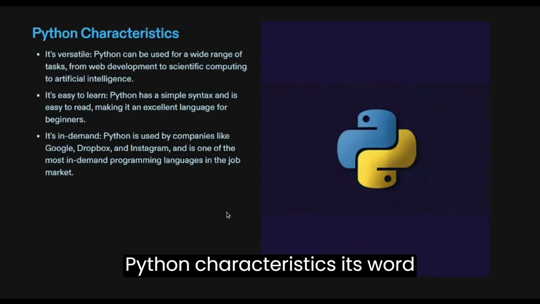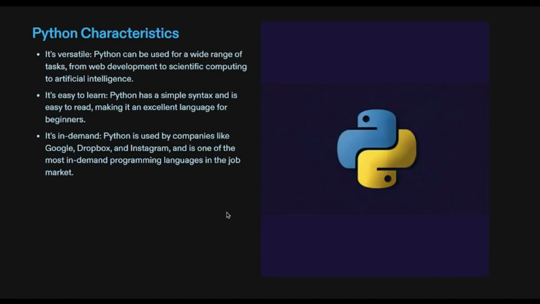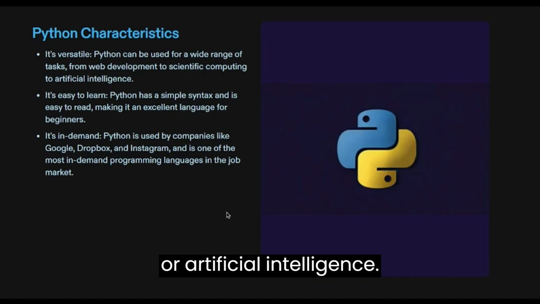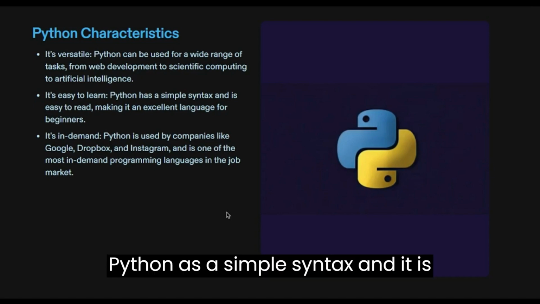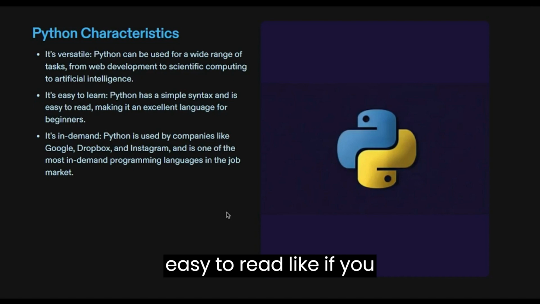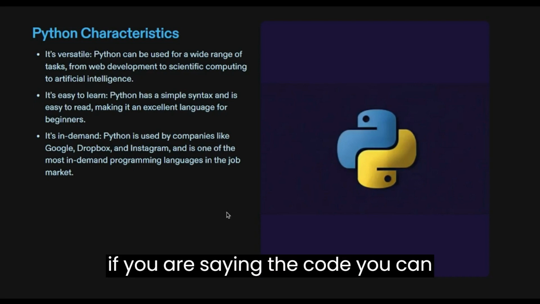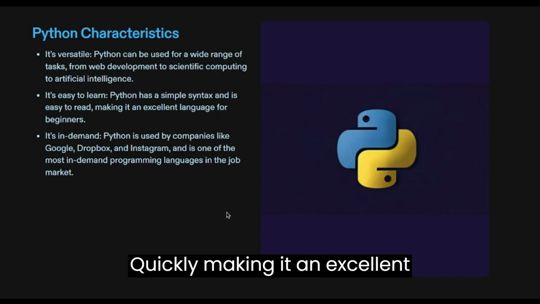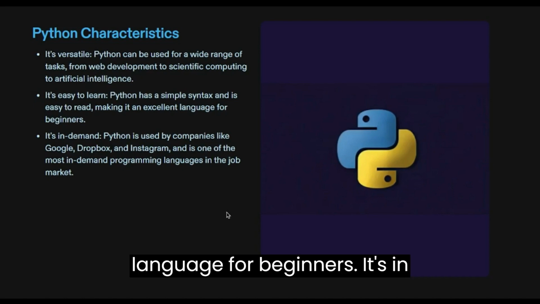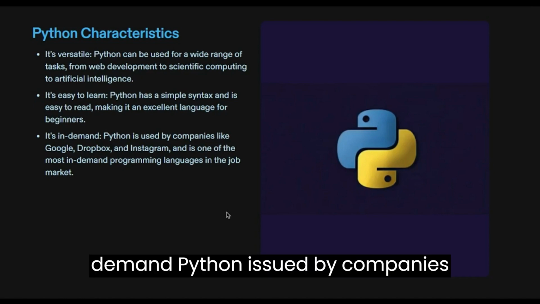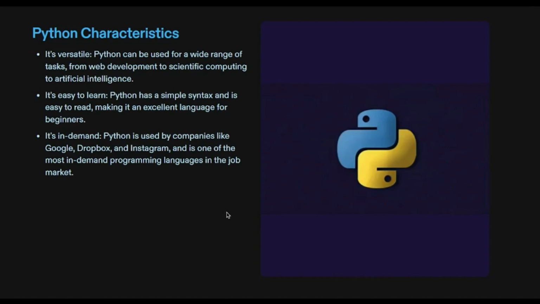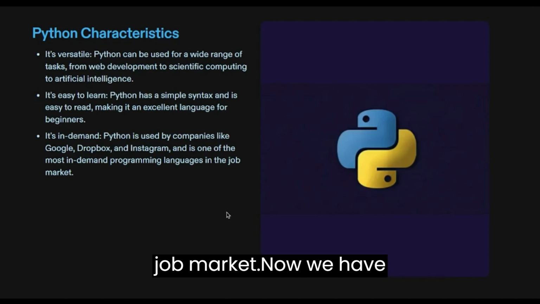Python characteristics. It's versatile. Python can be used for a wide range of tasks from web development to scientific computing or artificial intelligence, etc. It's easy to learn. Python has a simple syntax and it is easy to read. If you are seeing the code, you can easily understand its concept quickly, making it an excellent language for beginners. It's in demand. Python is used by companies like Google, Dropbox, and Instagram, and is one of the most in demand programming languages in the job market.